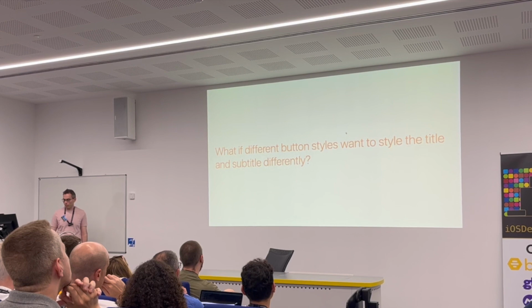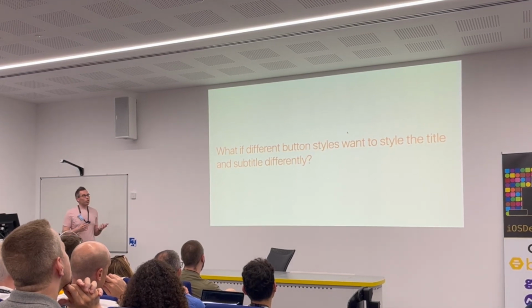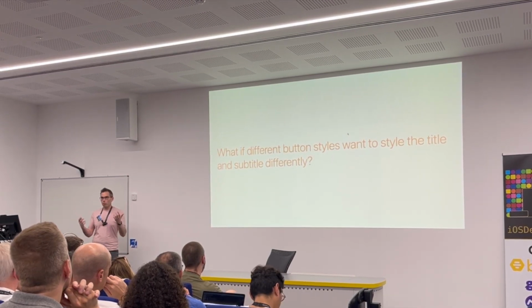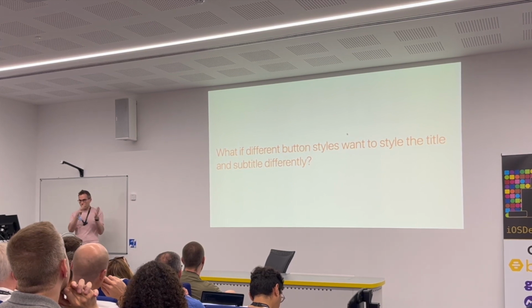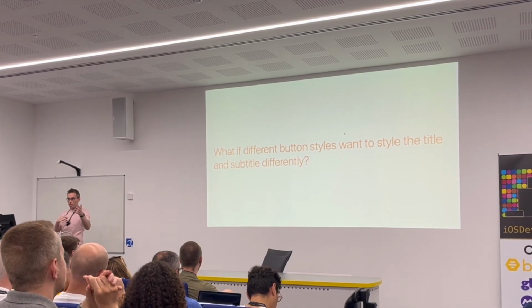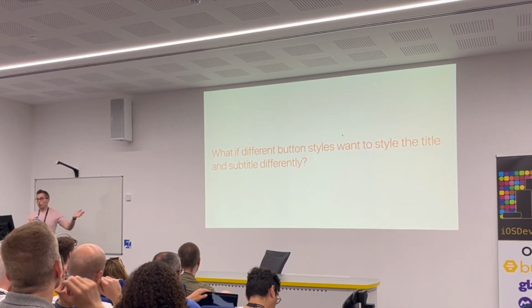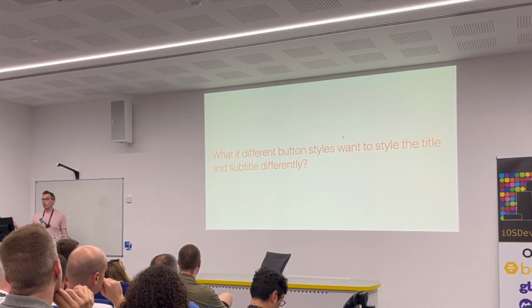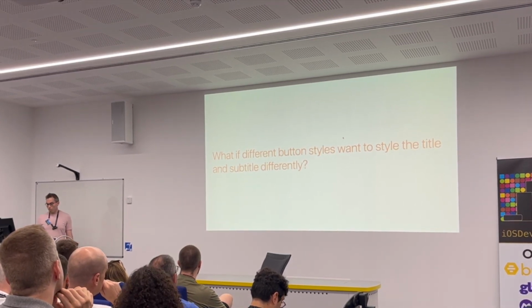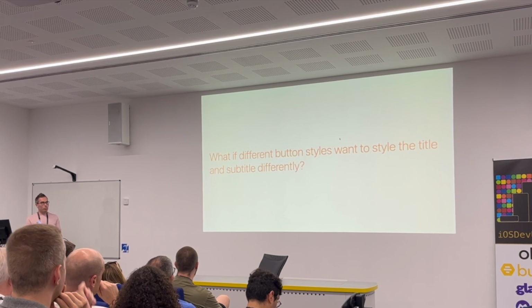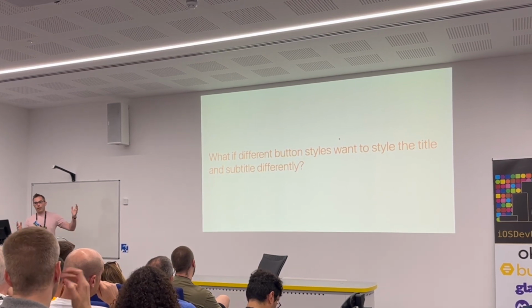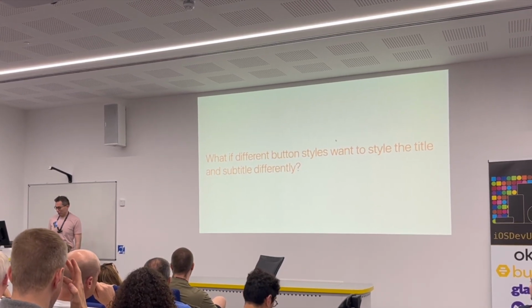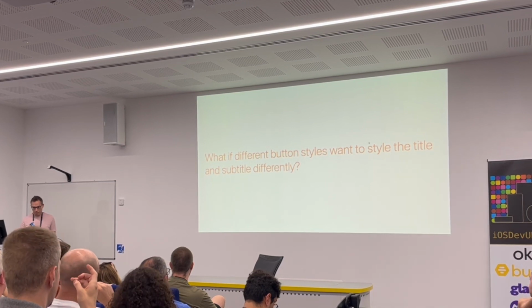How do we do this, right? Like, and crucially, what if our button styles want to stylize each different thing? So if we had a primary button style, maybe it wants to show all the text, but a secondary style actually doesn't want to show the caption. Or maybe it wants to make the title massive and have 100 points between it and the subtitle because the designer came up with that idea.